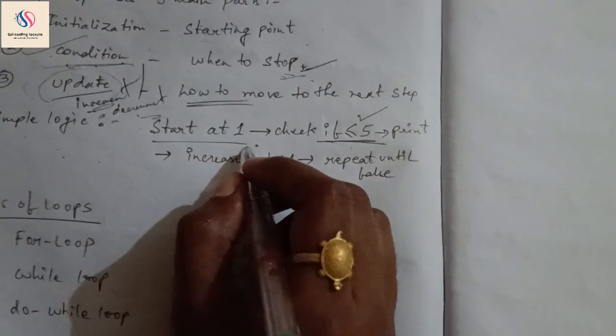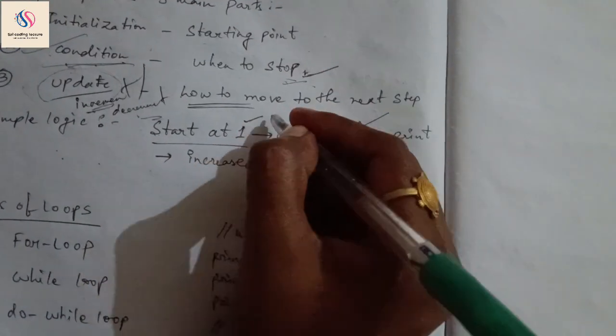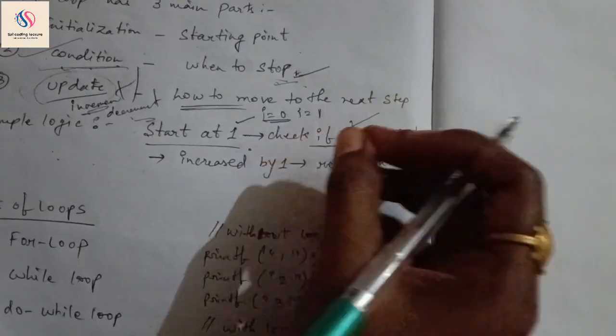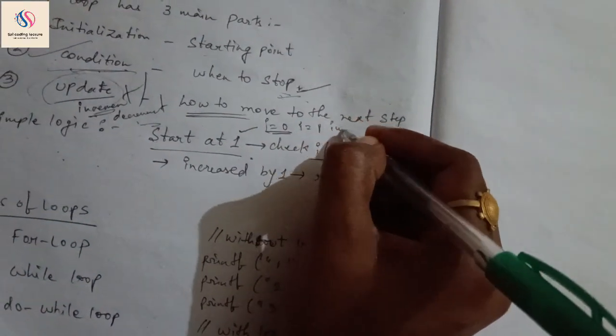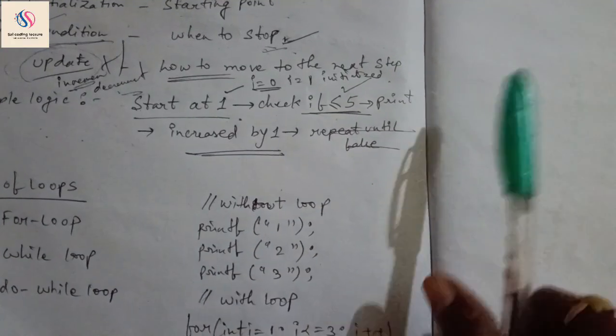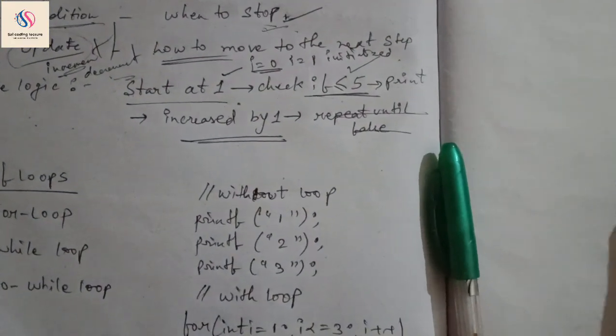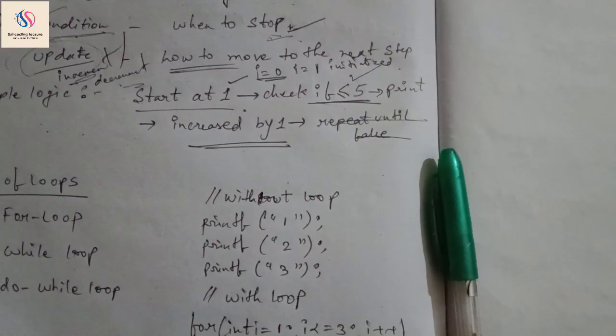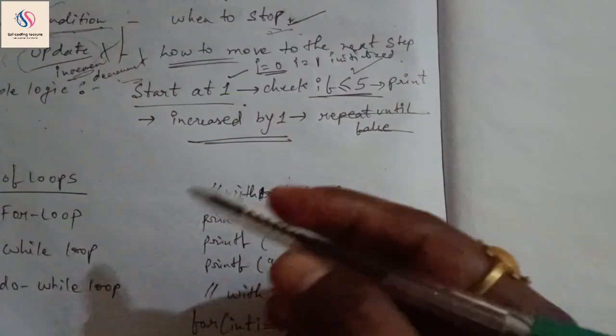Here, start at 1 means you have to start by 1, or you may start with i is 0. You can start with i is equal to 1. This is how you have to initialize. This is initializing, right? Then increase by 1. Repeat until the condition becomes false. Then only it will go out of the loop. This is how the condition is checked.